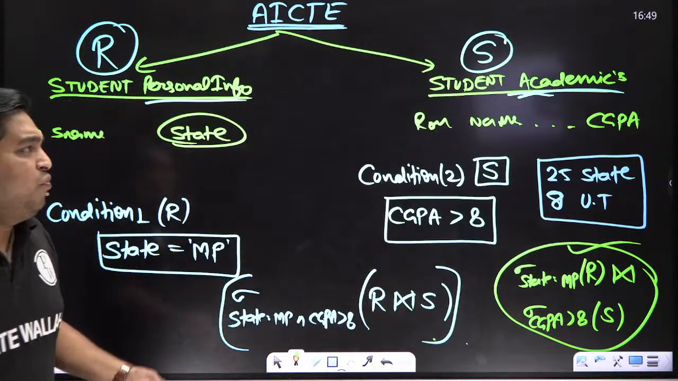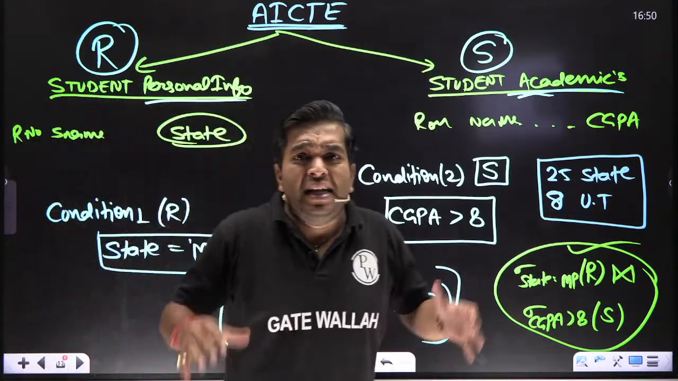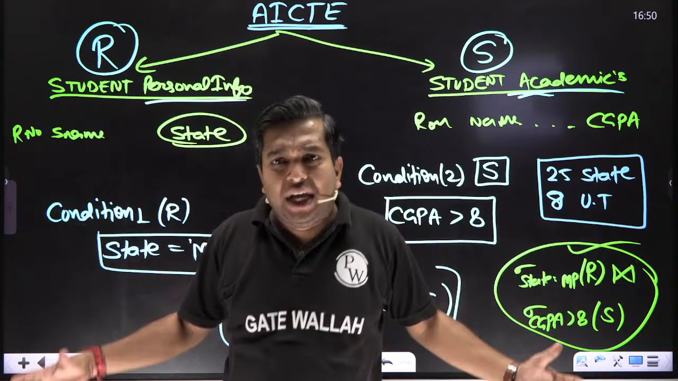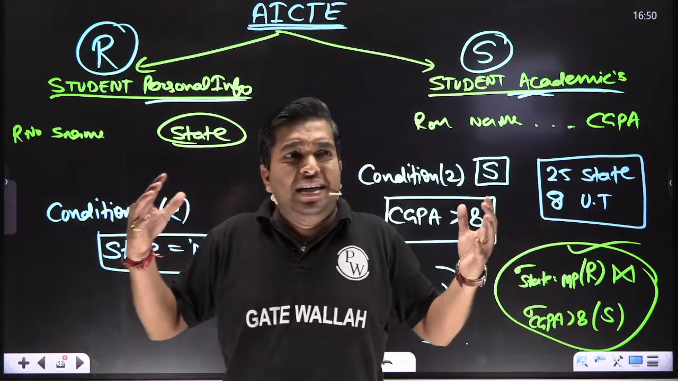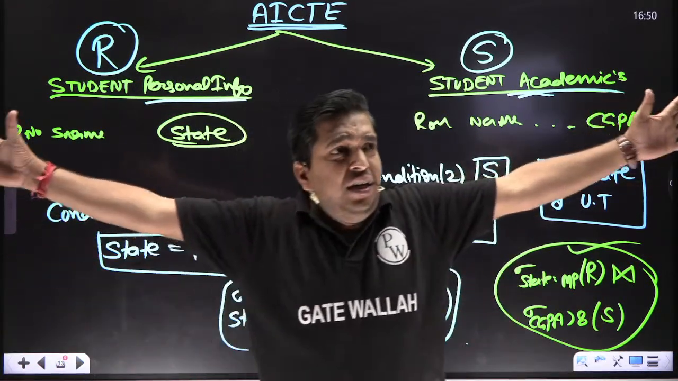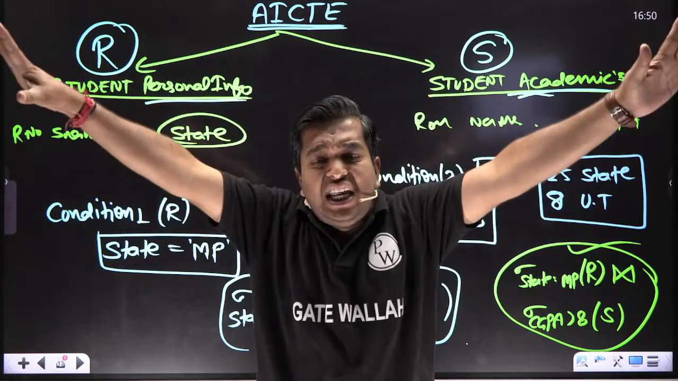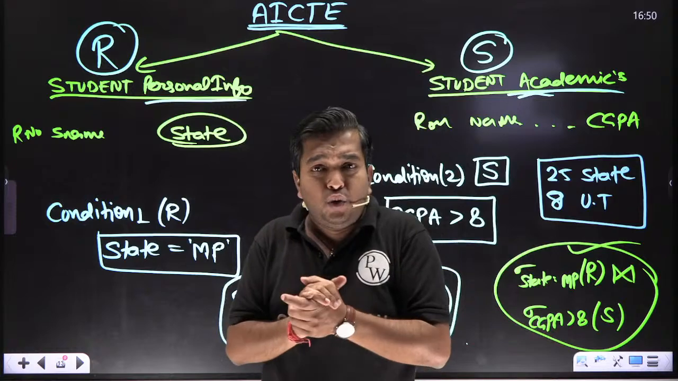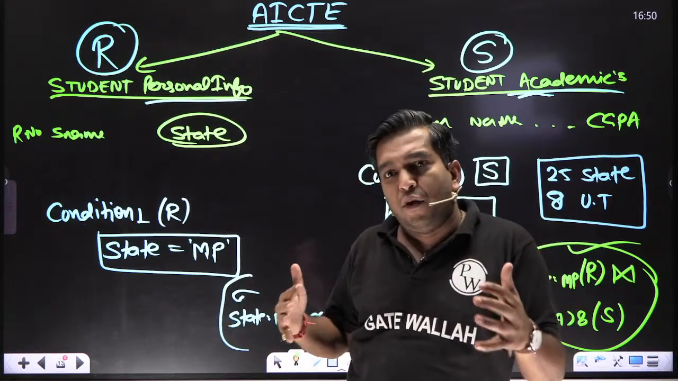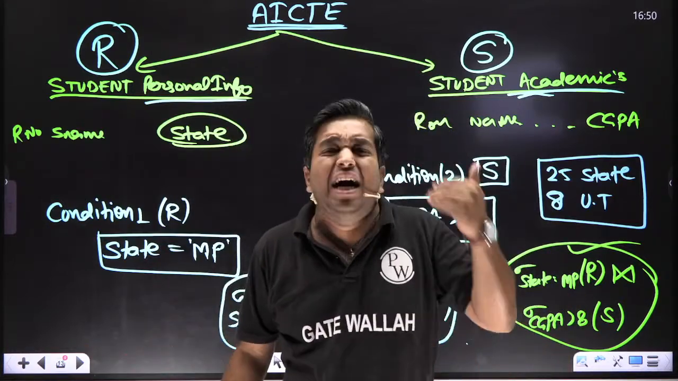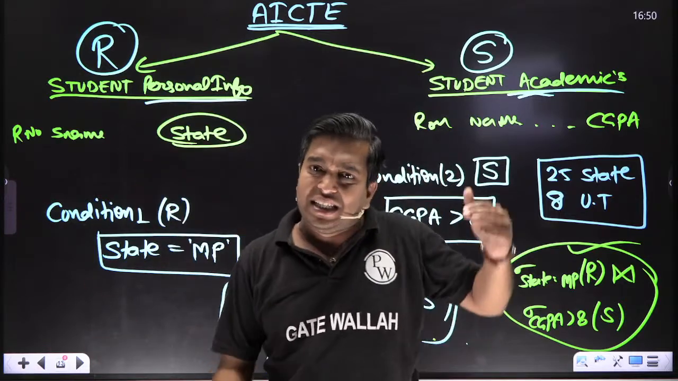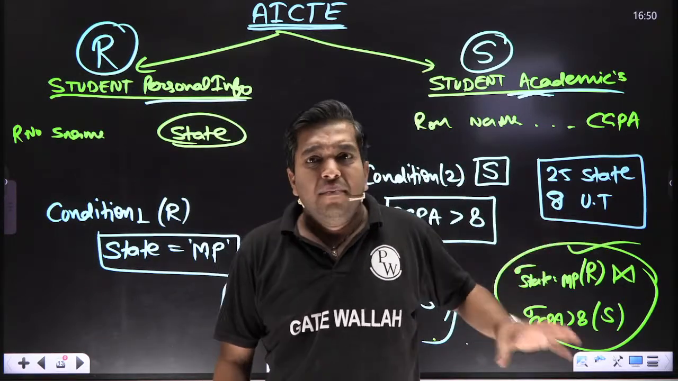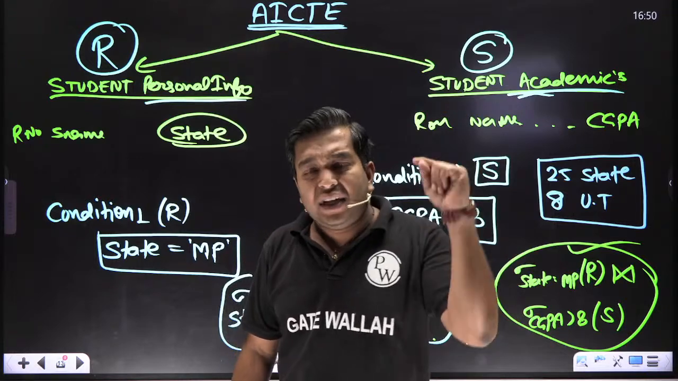Listen carefully. AICTE maintains the student database of all the engineering students of India, assume it. So you want to join these two tables. AICTE maintains two kinds of information: first is personal information, second is technical, meaning academic information. And what is the condition?